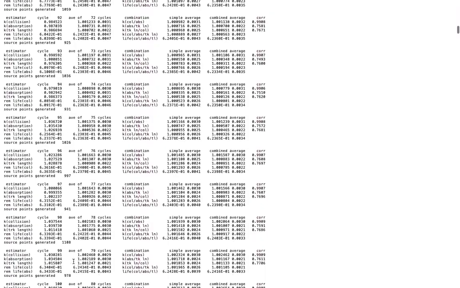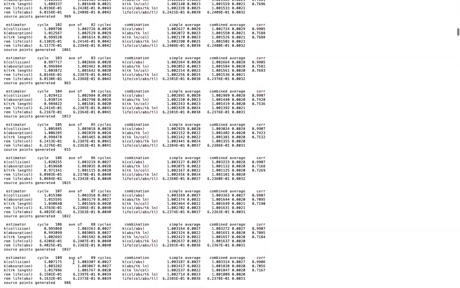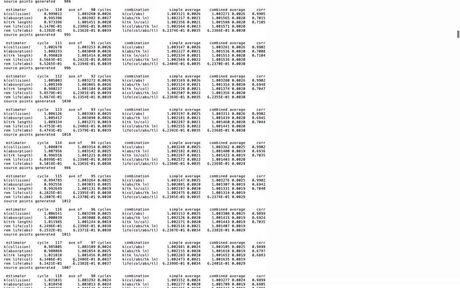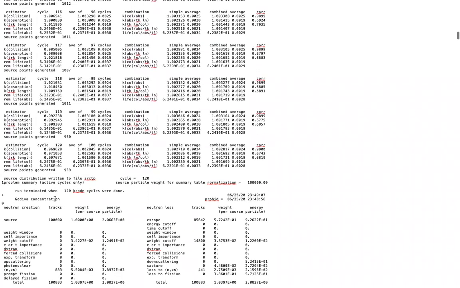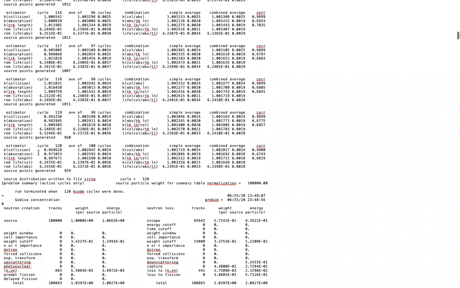Okay, now when you come to 120, here, so you've come to 120. So our simulation is done now. Okay, so you get the collision estimator as 0.969628. You get the absorption as 0.971053. You get the track length as 0.9976. You see, they're all different.